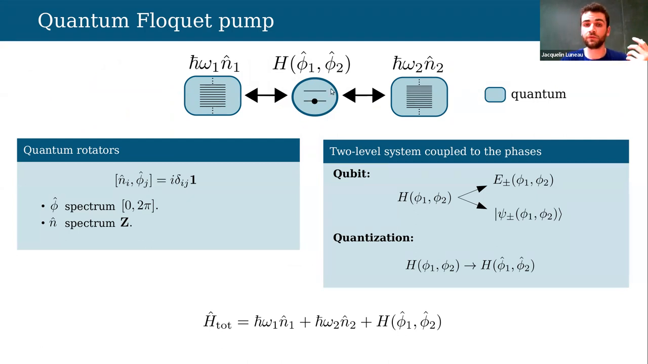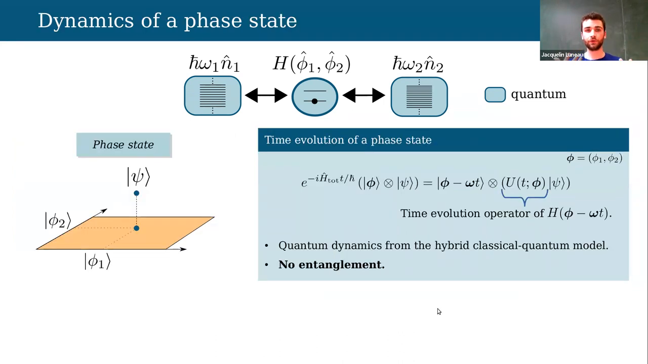We have a quantum system, a fast degree of freedom, which was coupled to two phases which evolve linearly in time. So we quantize the phases into quantum rotators, so phase operators with a periodic spectrum with a conjugated operator of number of quanta with a discrete spectrum. And we consider only here a two-level fast degree of freedom. So we quantize this two-level system with two energy eigenstates. We quantize its Hamiltonian. And this specific model is useful, because we can entirely use the previously discussed hybrid classical quantum model to study the dynamics of this full quantum system.